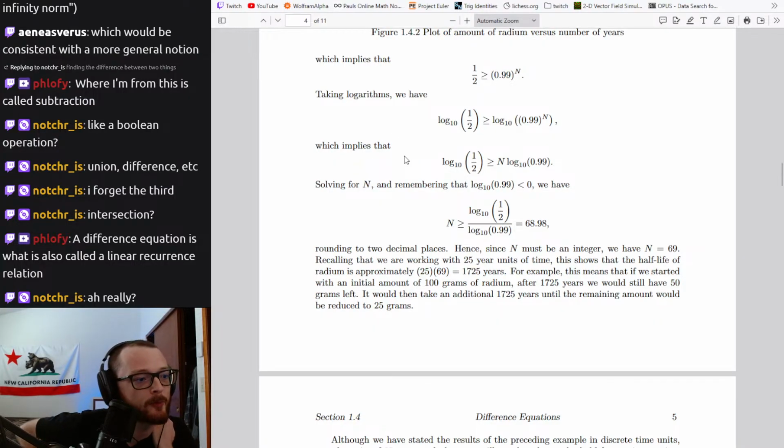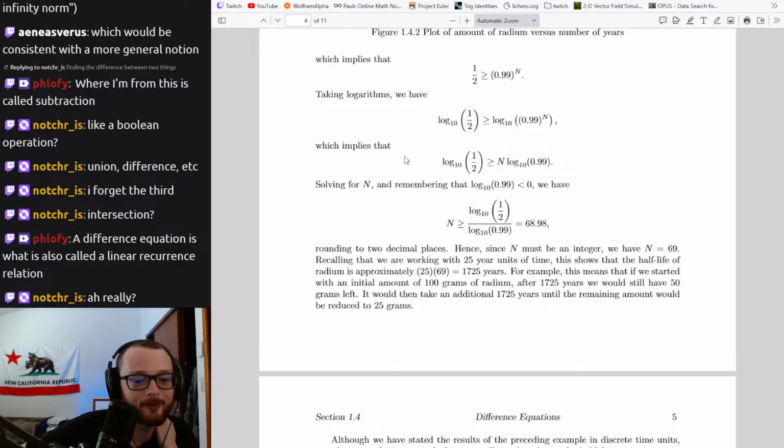Let me catch up with the rest of chat, and then I'll get more into this. Normal, as in convergence with respect to the L infinity norm. Oh, okay, that makes sense. Be more consistent with general notation. Aeneas says it's relating to the dominated convergence theorem. Okay. And this is called subtraction. Intersection is another one. Yeah. A difference equation is what's called a linear recurrence relation.